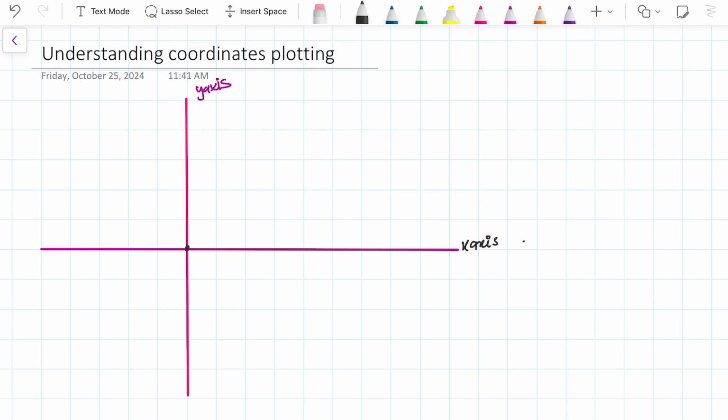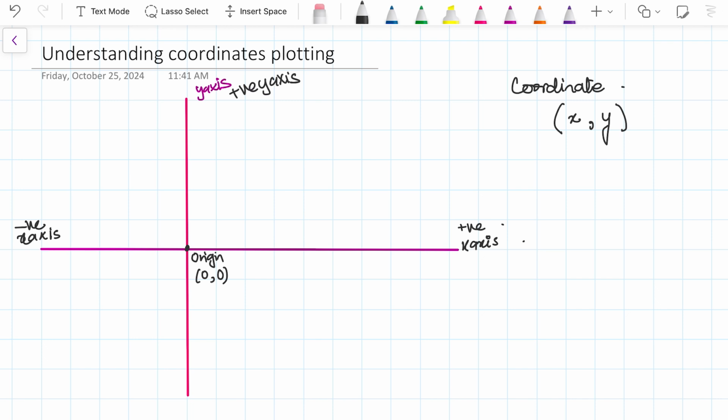This point, the intersection, is called origin. Origin means 0 of the x and 0 of the y. How do you write coordinates? A coordinate means the value of x and the corresponding value of y on that x. So this is my positive x-axis and the left hand side is negative x-axis. This is my positive y-axis and the downward side is my negative y-axis.